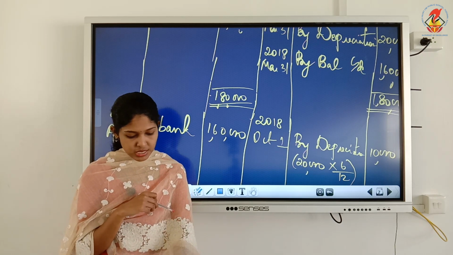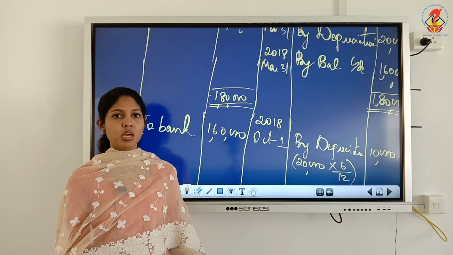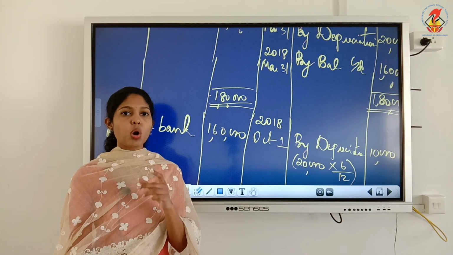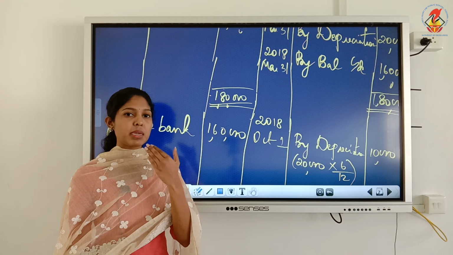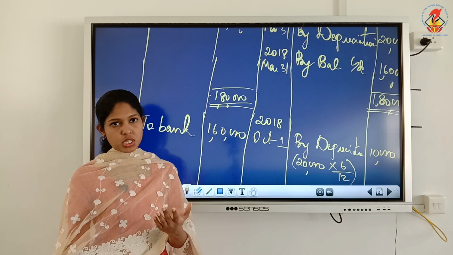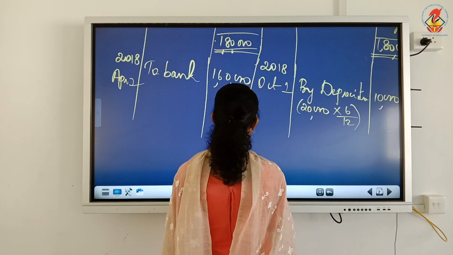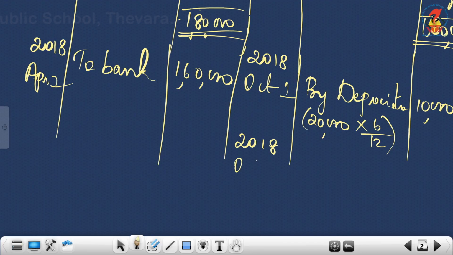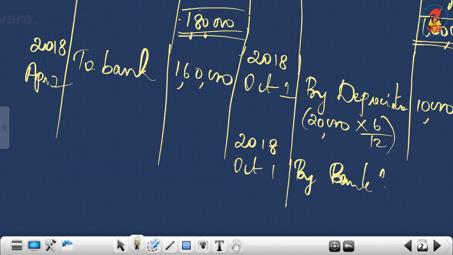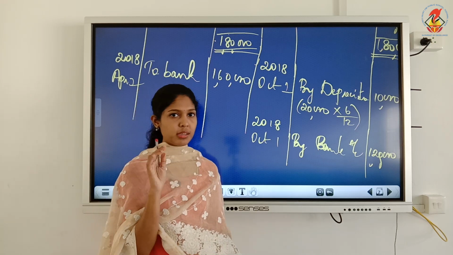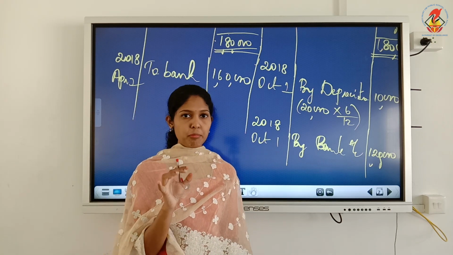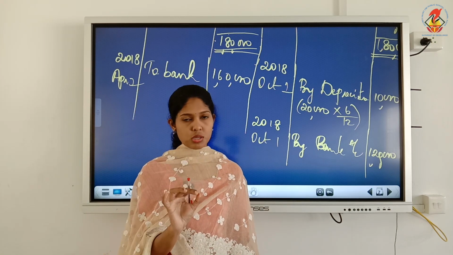The sale value is given here as 1,20,000. When you sell machinery, what is the journal entry? It will be bank account debit to machinery. We are getting something, so bank account debit to machinery. So the posting will be, again the date is same, by bank account, and the amount is the sale value, rupees 1,20,000. Understood? Immediately after you write the sale value, always remember to record the profit or loss on sale.